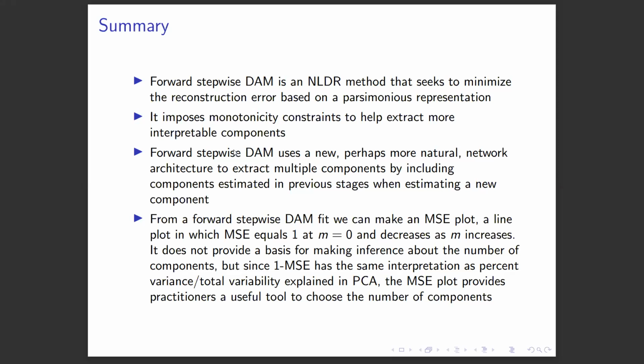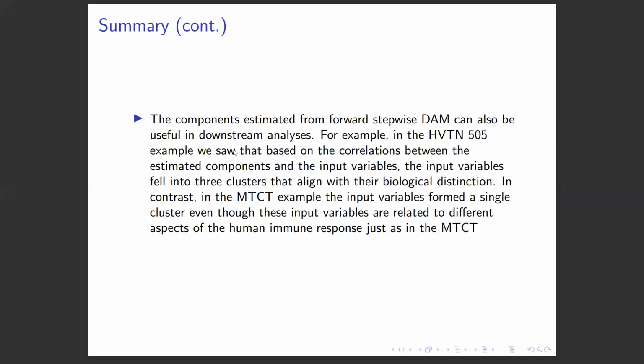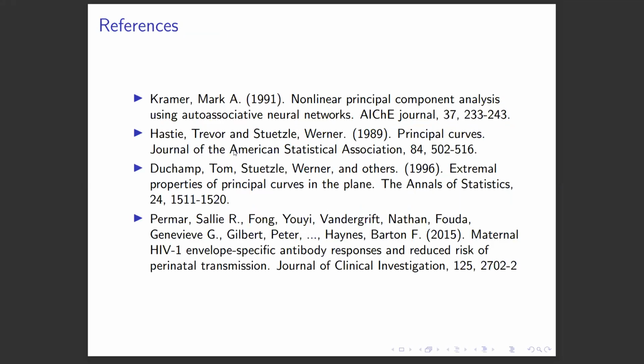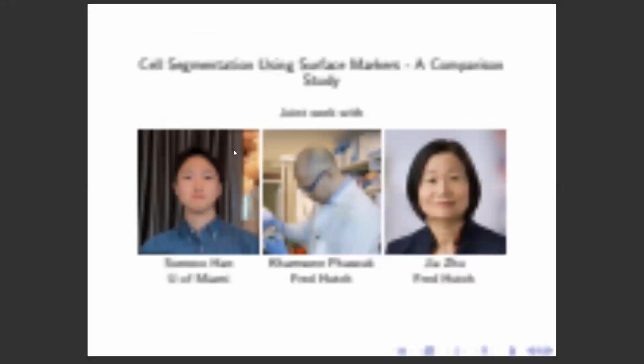So the mean squared error versus the number of components, with the y-axis between 0 and 1, has a very clear interpretation. That's sort of like PCA. You can use that to choose the number of components, but without any theoretical justification, if you're looking for an elbow point, for example. And then the estimated components, just like any nonlinear dimensionality reduction, can be used to cluster the features. It can be used for downstream analyses. And these are a few main references.